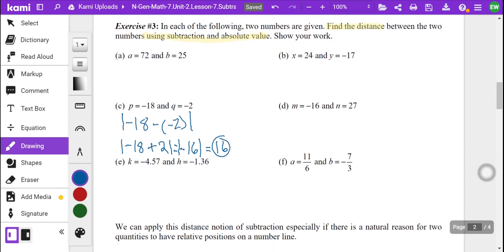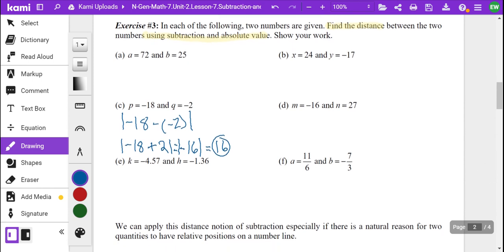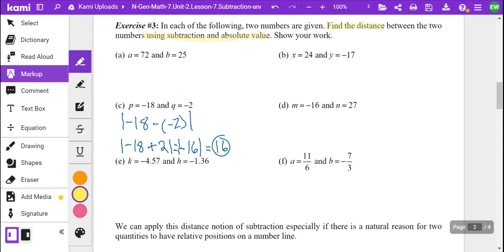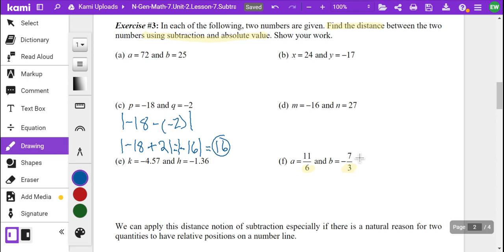And I'm going to move on to F, because I know you guys freak out about fractions, even though it's just subtraction, right? Okay, I have 11/6 and negative 7/3. I'm going to make sure those denominators are the same first. So I'm going to change negative 7/3. I'm going to multiply that by 2 over 2. And that's going to become negative 14/6. Because I can't add or subtract them if they have different denominators. Okay, so now I'm just going to subtract.